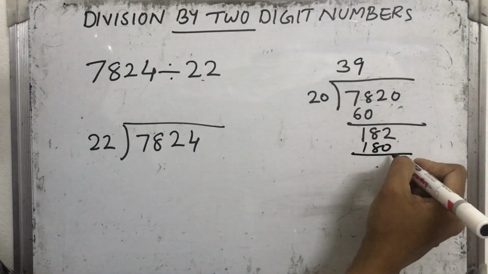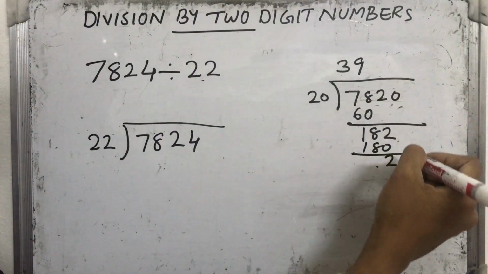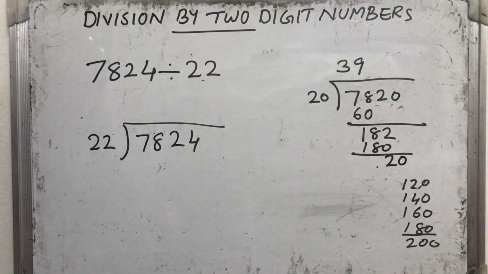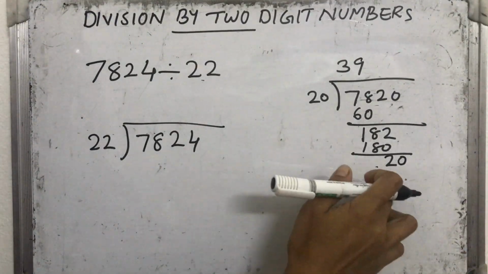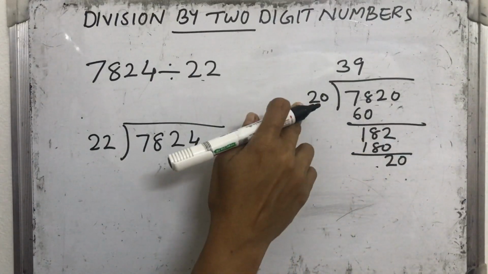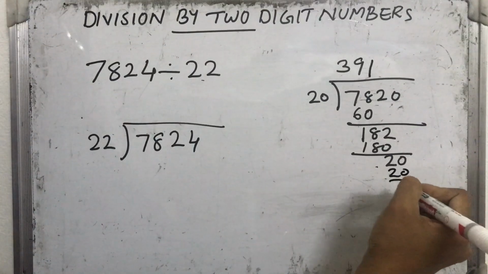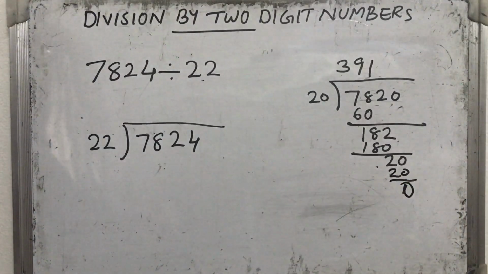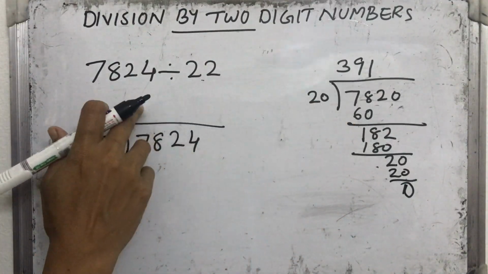180, then subtract, you will get 2 minus 0, 2, then bring down 0. Now in 21, how many? Not 2. In 20 divided by 20, we know the answer: when we divide a number by the same number, the answer will be 1. 1 into 20 is 20, and the remainder will be 0. So we will get an almost near answer, a number we will get here also.